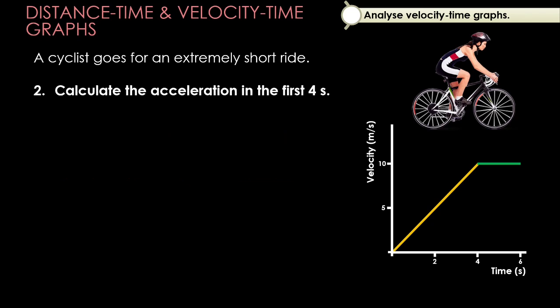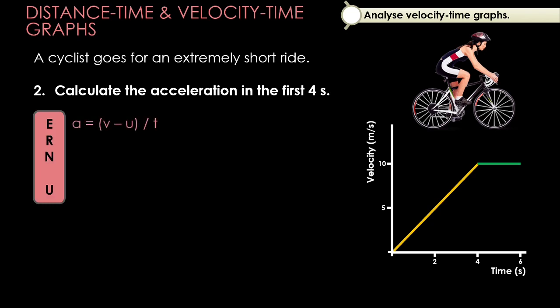Question number 2, calculate the acceleration in the first 4 seconds. I'm going to use my ERNU equation. Do I need to rearrange it? Put in the numbers, don't forget the units. The equation is going to be a equals v minus u over t. The numbers are going to be 10 for the v, so the final velocity is 10. The starting velocity or the initial velocity was 0, and the time taken was 4 seconds. So 10 minus 0 divided by 4. 10 divided by 4 is 2.5. 2.5 meters per second squared.